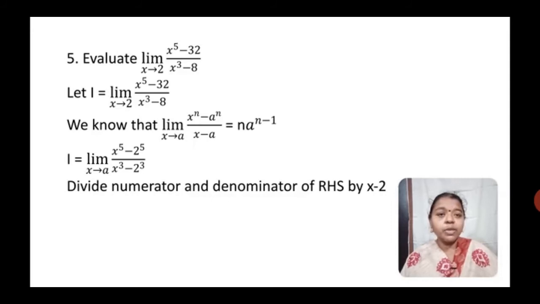Now your numerator is x raised to 5 minus 32. We all know 32 is nothing but 2 raised to 5. So 32 is written as 2 raised to 5, divided by x cube minus 2 cube. Now 8 is written as 2 cube. Next what we do is we divide the numerator and denominator of RHS by x minus 2.